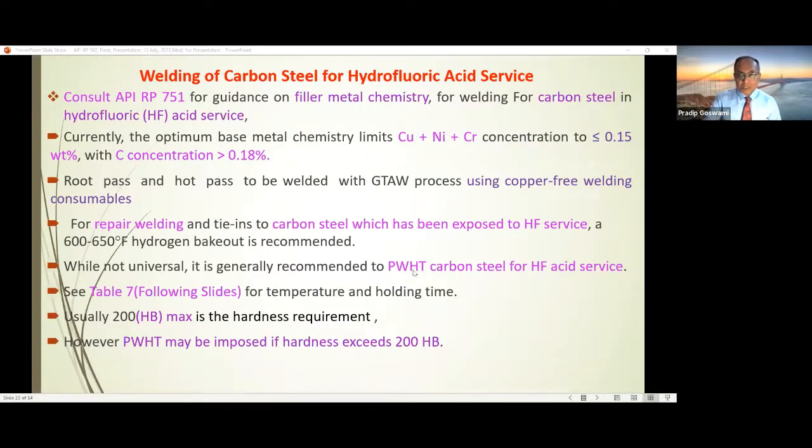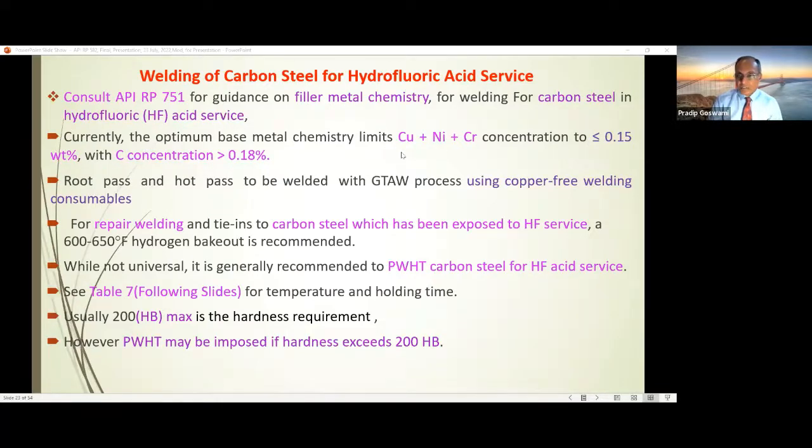First in this line is welding of carbon steel for hydrofluoric acid service. Hydrofluoric acid or HF alkylation is a very common process in refineries. API RP 751 is the recommended practice, which provides guidance on filler metal selection and various other welding practices. So RP 582 tells you to look at the requirements of RP 751 for filler metal chemistry for welding carbon steel in hydrofluoric acid service.